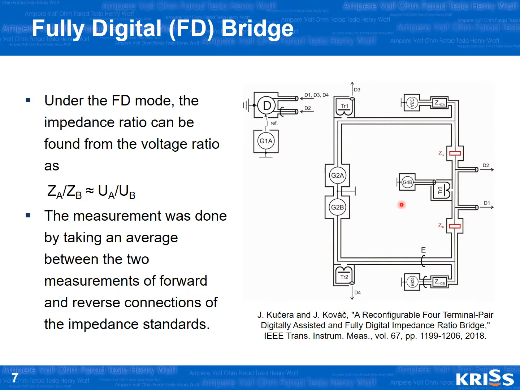Under the fully digital mode, the impedance ratio of ZA and ZB can be defined by the ratio of the supply voltages of UA and UB as in the below equation. ZA over ZB equals UA over UB, where UA and UB correspond to the voltages applied to G2A and B. To improve the measurement uncertainty, the fully digital bridge measurement was done by taking an average between the two measurements of forward and reverse connections of the impedance standards. This helps to exclude most of the bridge systematic errors.